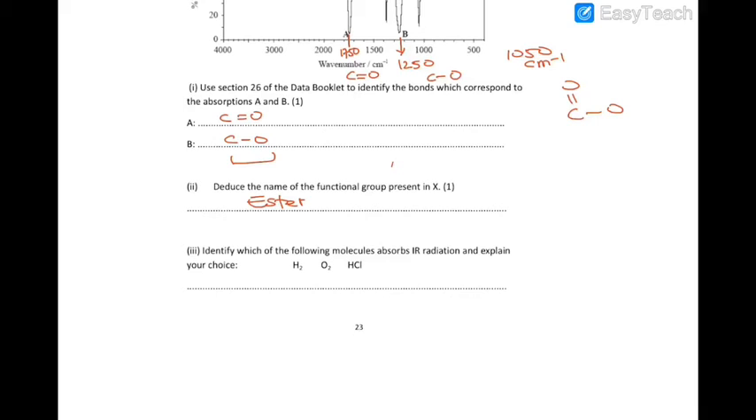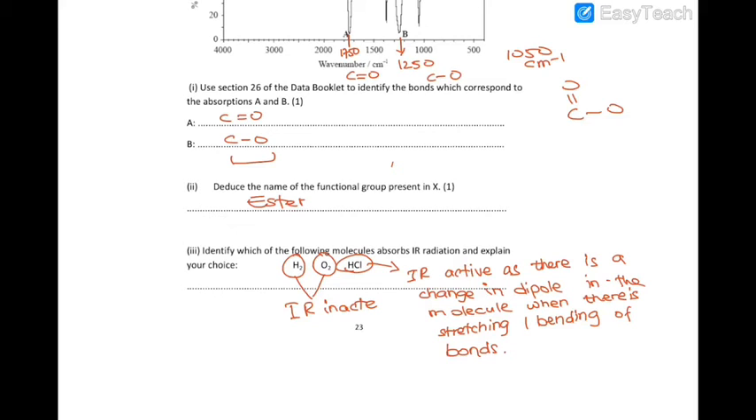Identify which of the following molecules absorb IR and explain your choice. We know that H2 and O2 are IR inactive because they do not produce a change in dipole when there is stretching or bending of the molecule. But HCl is going to produce a dipole. The molecule itself is polar, and produces a change in dipole when there is stretching or bending of the molecule.